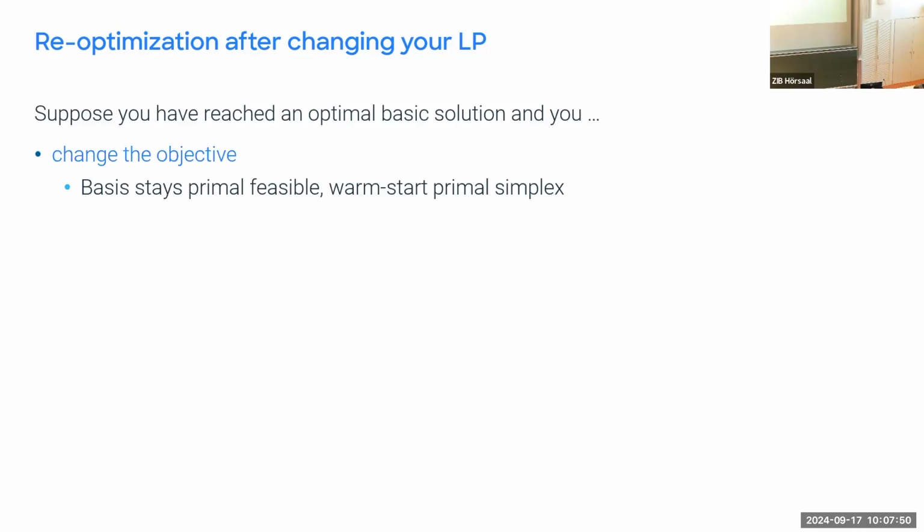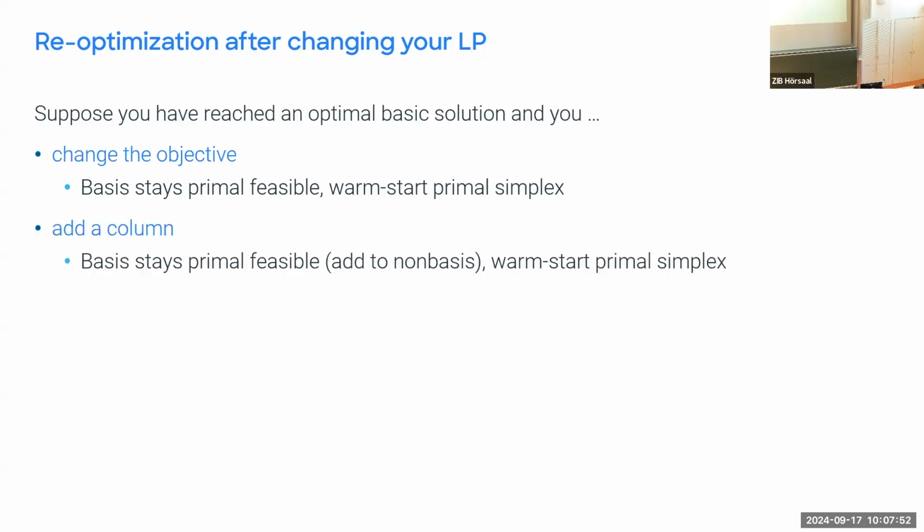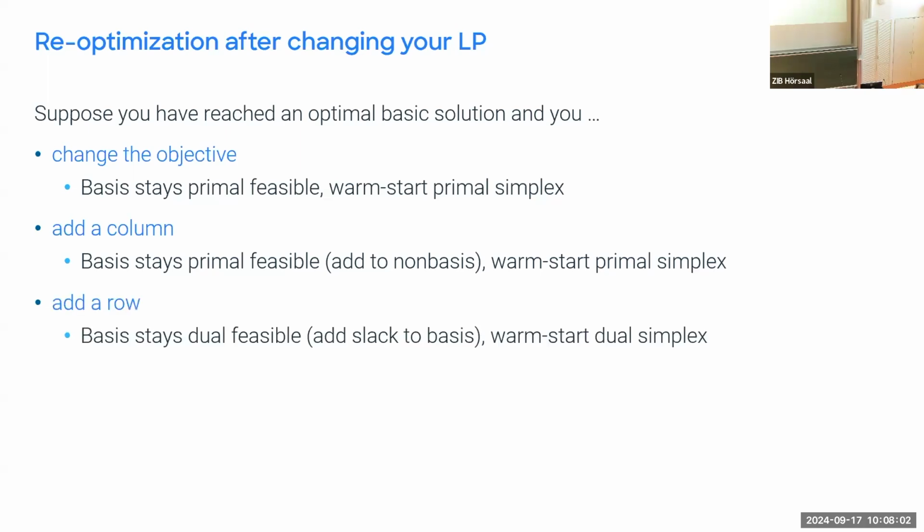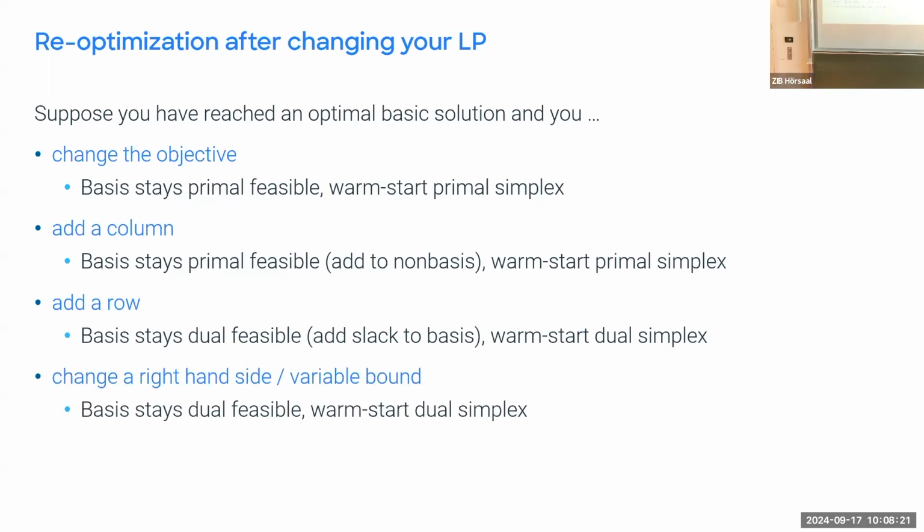You don't have to start from scratch. You can just optimize on. The same holds if you actually add another decision variable to your problem and set it to 0. It doesn't affect primal feasibility. And on the other hand, if you add a new inequality that restricts your feasible region, then, well, of course, primal feasibility is violated. But if you look at the linear algebra, the basis actually stays dual feasible. And so you can use the dual simplex to re-optimize. So it's really important to have both of them. And the same holds if you change the right-hand side or a variable bound.